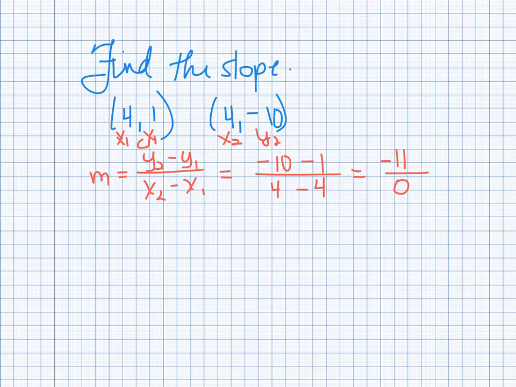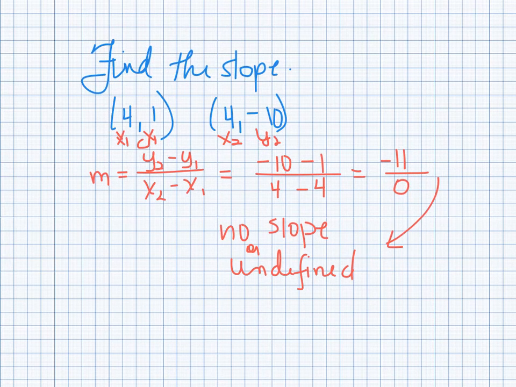Now, here's the deal. You can divide 0 divided by something, but you cannot divide something by 0. So this has no slope. Or sometimes you'll see it called undefined. It has no slope. It has no inclination. It is not possible. So remember, this is undefined, but this is a slope of 0. They are very different slopes.